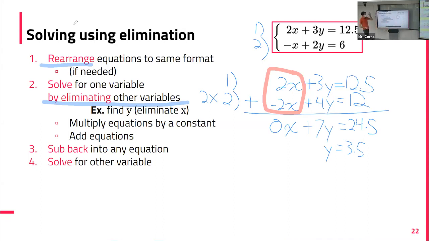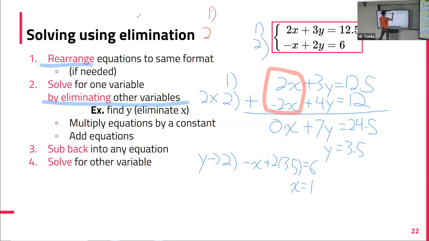And then from here, it's the same thing that we did with substitution. We put the y into either of the original two equations, but again, equation 2 seems a little easier. So negative x plus 2 times 3.5 equals 6. So dot dot dot x is equal to 1. So we could have done this targeting the y's instead. We could have eliminated the y's here.